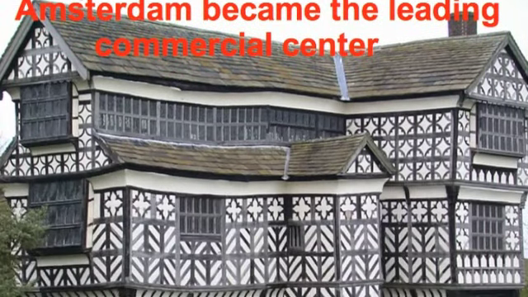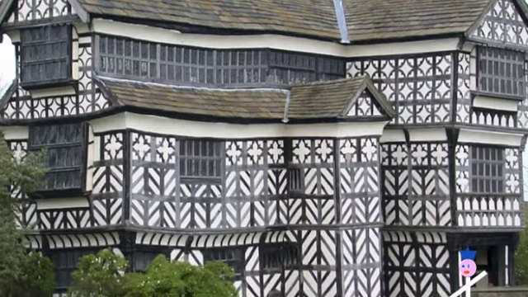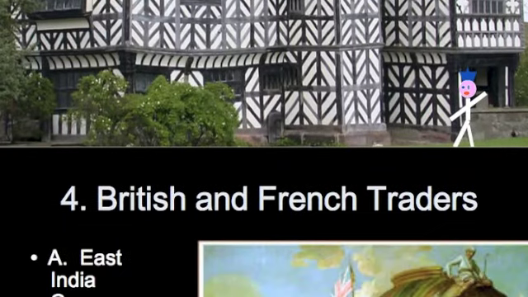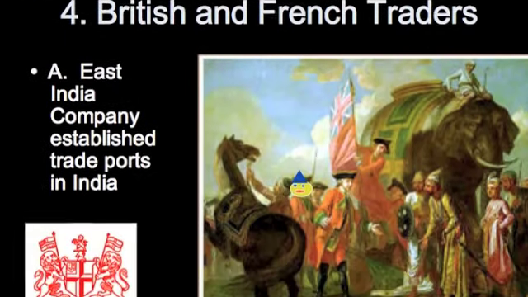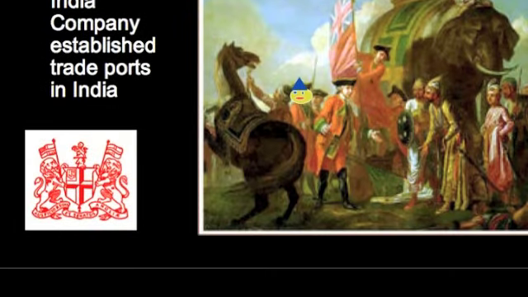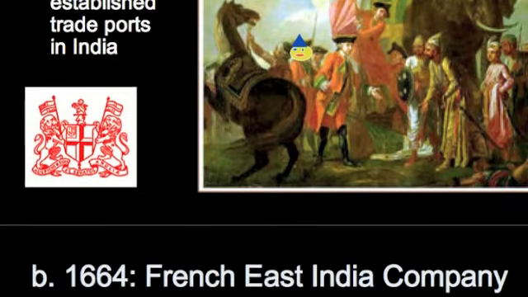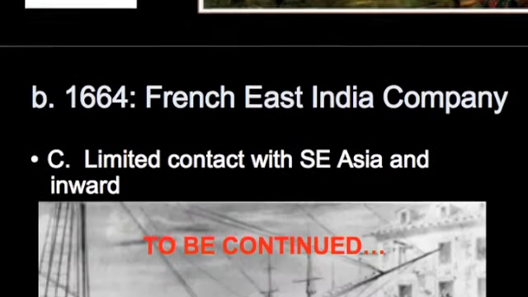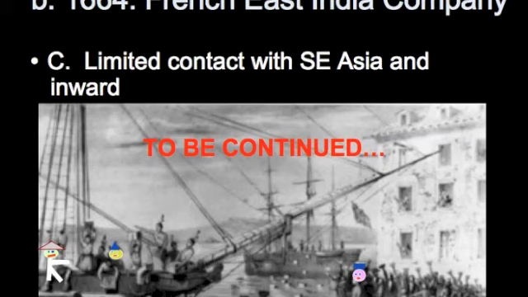Amsterdam there now became the leading commercial center. If you wanted to be alive at that time, that's where you wanted to live. It was the highest standard of living. Now you also have the British and the French getting involved. Hey, we don't want just the Portuguese and the Dutch making money. We want to get into it. So in 1664, the French East India Company is created. They had limited contact with Southeast Asia and inward. That's why later when we do imperialism, I say Vietnam and Cambodia were French colonies. We'll learn about that later.